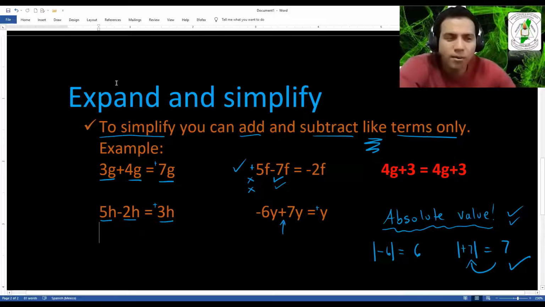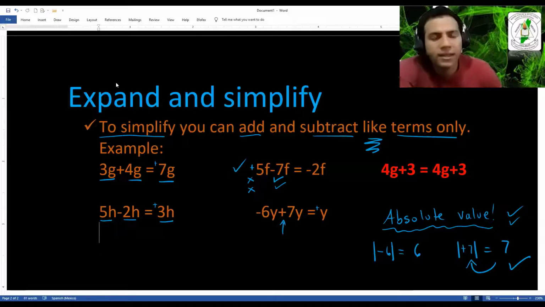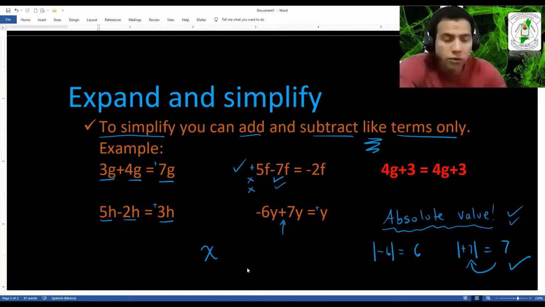Now you might say, what about the 1? Where is the 1? Why are you not writing the 1? Well, you need to remember now that the 1 in front of a letter is not necessary. You don't have to write the 1 in front of the letter. So if we are talking about x, it is understood that there is a 1 in front of the x, but we don't need to write it.